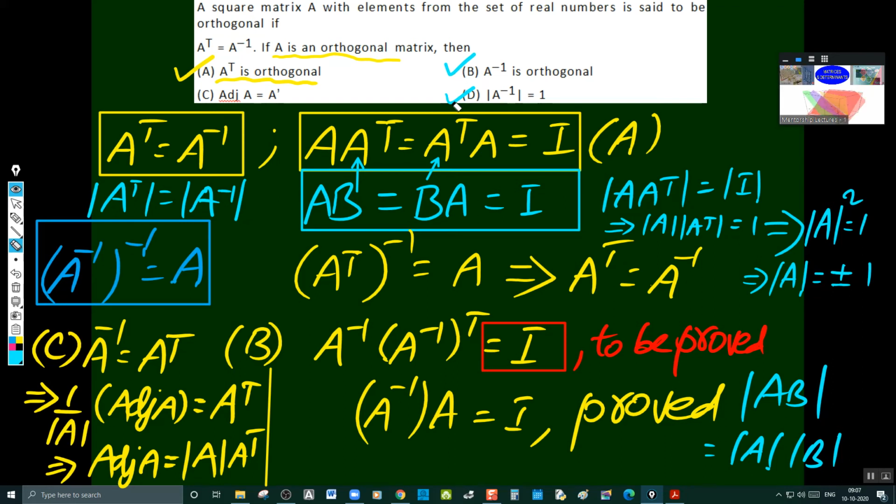So, what are the options here? A and B only. Okay? Clear? I'm moving to the next question, please. Yes, sir.